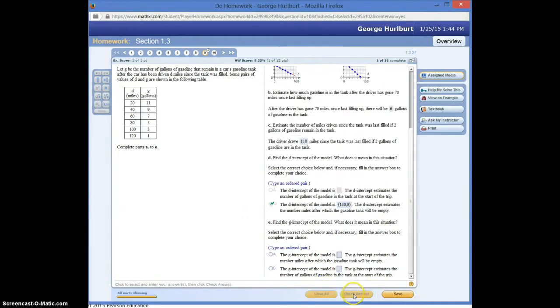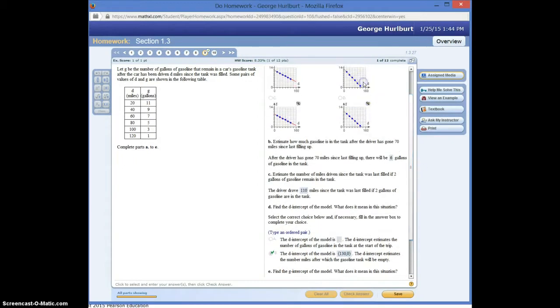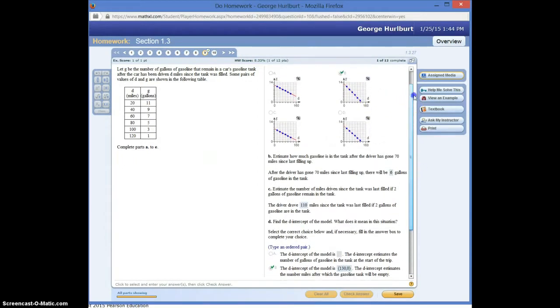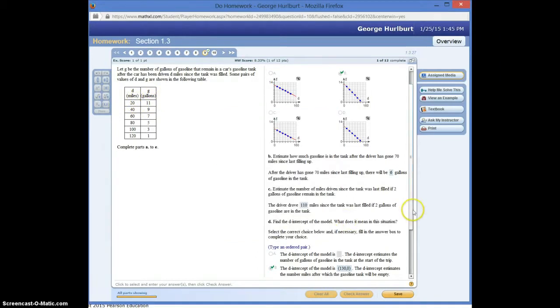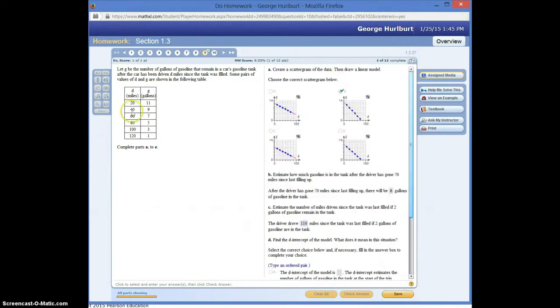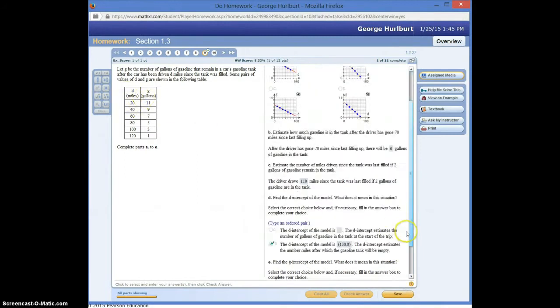All right, and then the last one is find the G-intercept. And the G-intercept would be when we cross the G-axis. Got to go back up and look at my graph. There it is. Looks like we hit the G-axis when G is 13 and D is 0. And again, looking at my data, that would make sense, because if I want to go up 2 more gallons, I got to go 20 less miles. So the D-intercept tells me when I have gone 0 miles, I have 13 gallons.